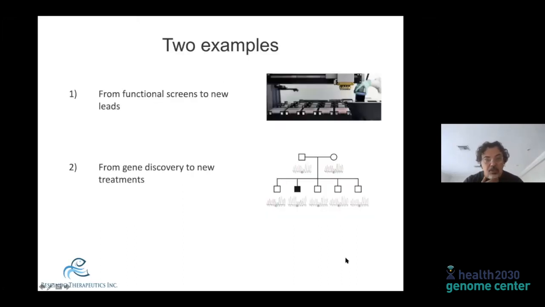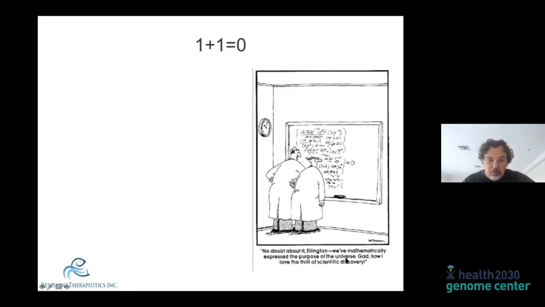So I'm just going to share two examples because these are the two examples that are moving pell-mell into the clinic right now. The first one is from functional screen to new leads, and the second one is serendipity, from gene discovery to new treatments. Okay, so the first one, I've been using this slide for years. I absolutely love this idea.